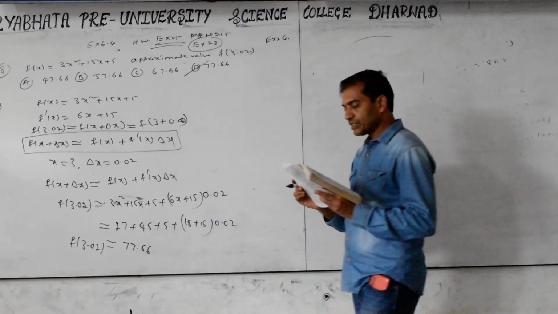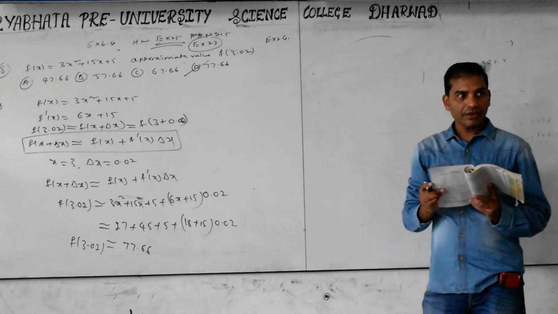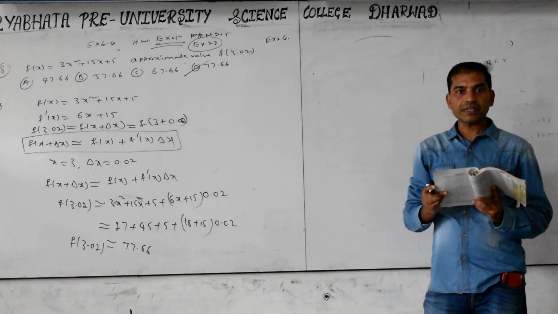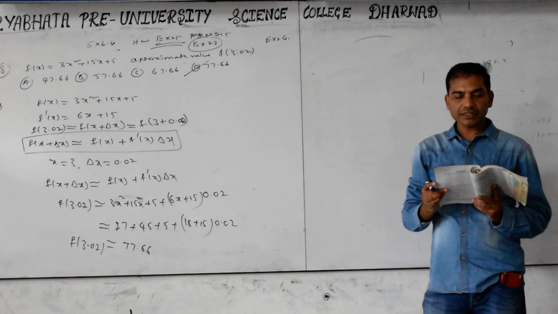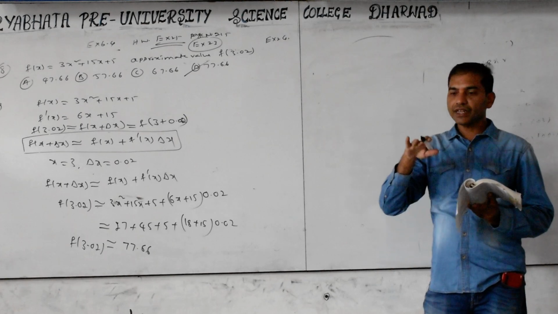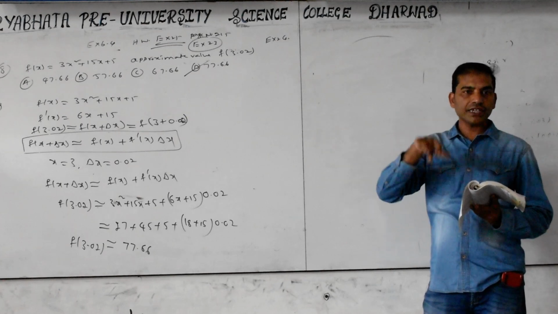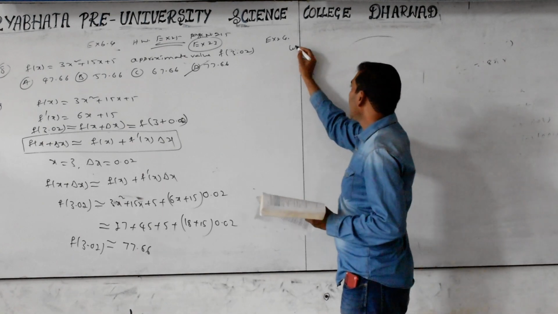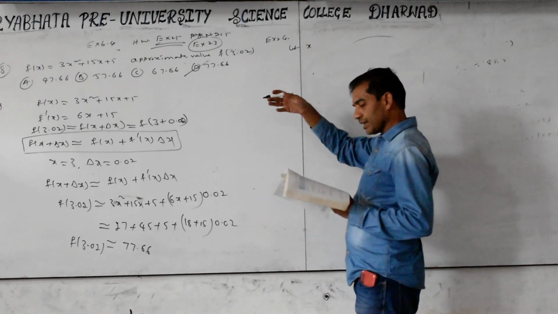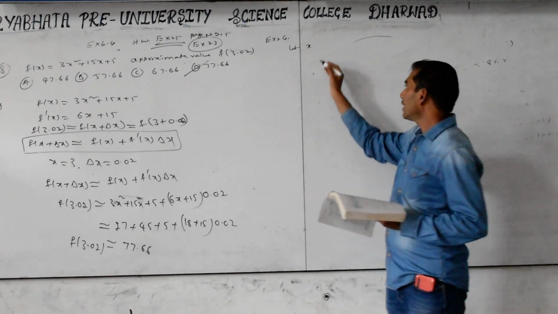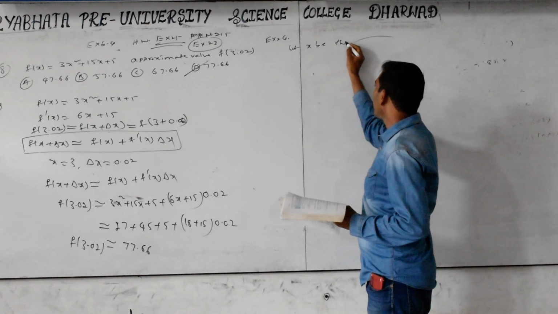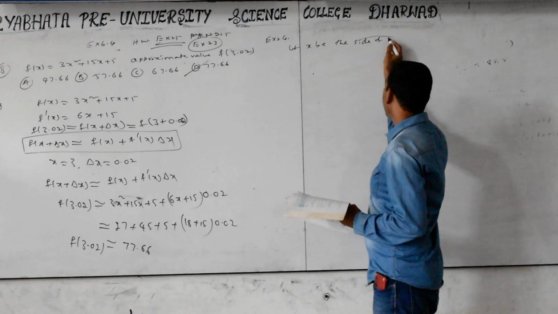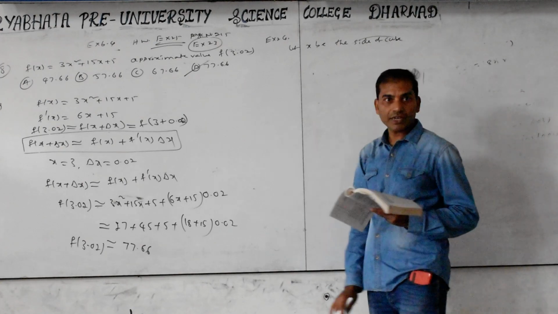Find the approximate change in the volume of a cube of side x meters caused by increasing the side by 2%. Increasing means plus; if it is decreasing, minus. Let x be the side of the cube.